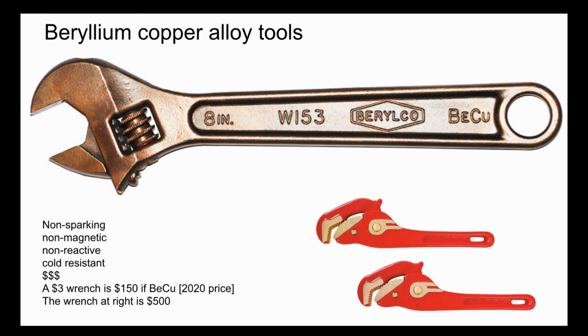The trade-off is the cost. A $3 wrench at current 2020 prices is $150 out of beryllium. These little wrenches here that you could buy for $60 or $70 at Home Depot are over $500 a piece.